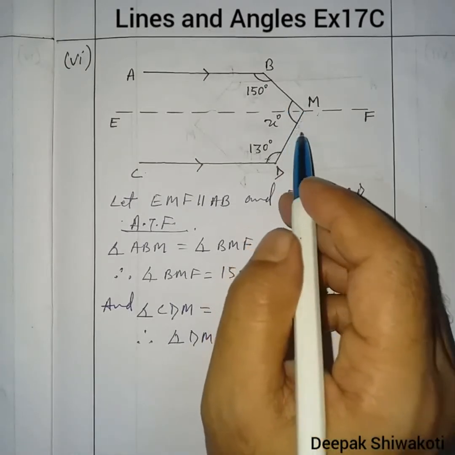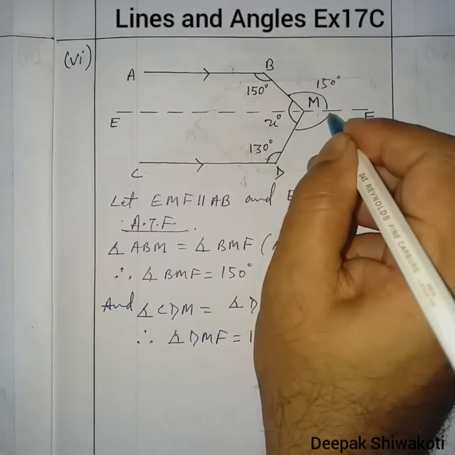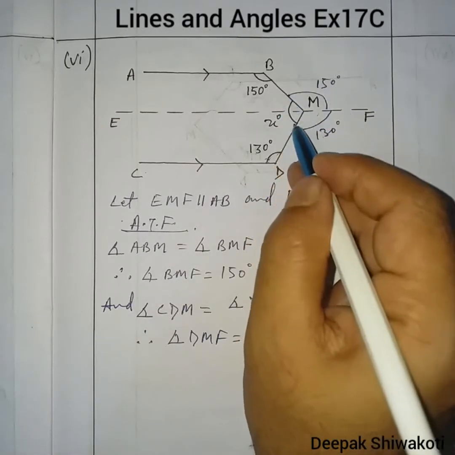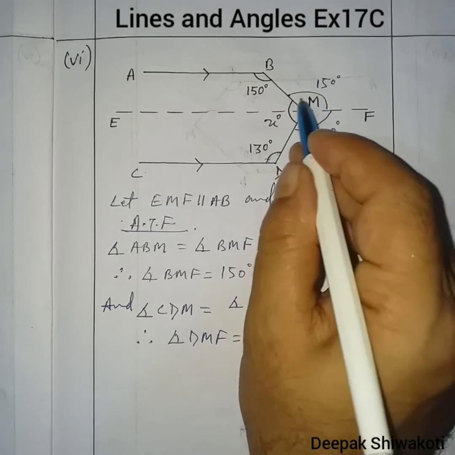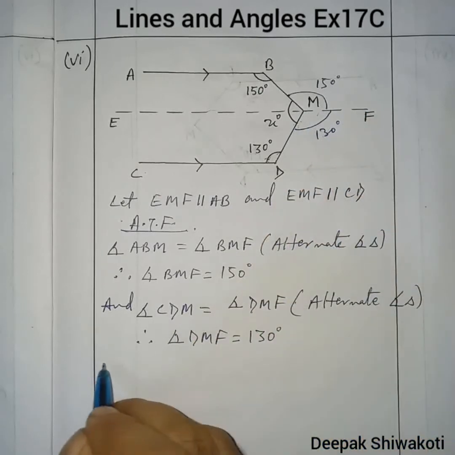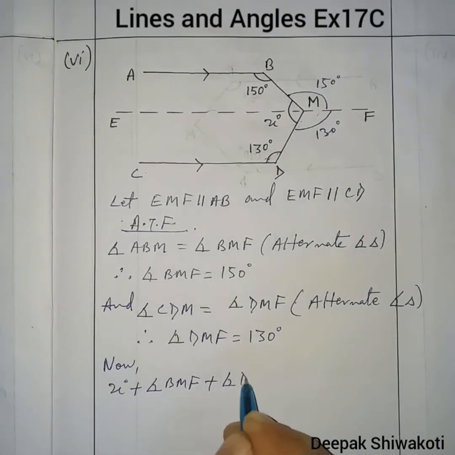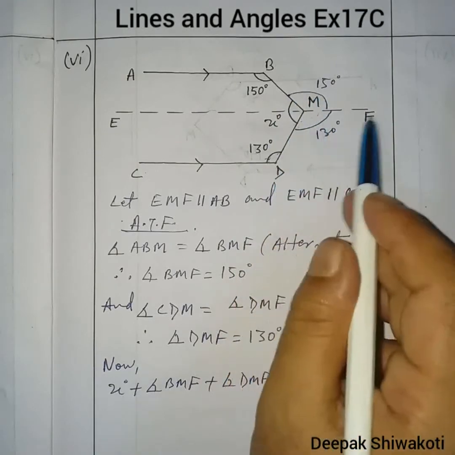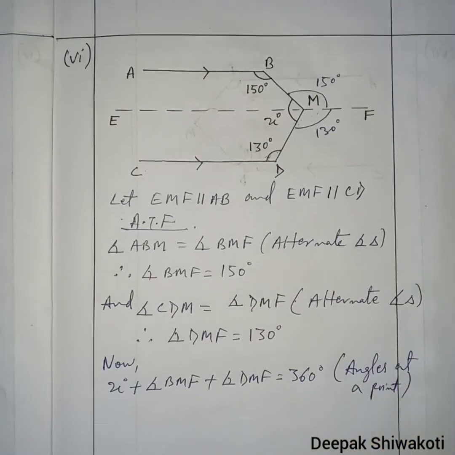Now to find the value of x, if we see this, we got 150 degree and this we got as 130 degree. This plus this and plus x, what will be the sum? The sum is 360 degree, isn't it? Angles at a point, the sum of the angles at a point is equal to 360 degree, that we know. So now x degree plus angle BMF plus angle DMF is equal to 360 degree. BMF means this angle, and DMF means this angle, plus x degree is equal to 360 degree. The reason is angles at a point.